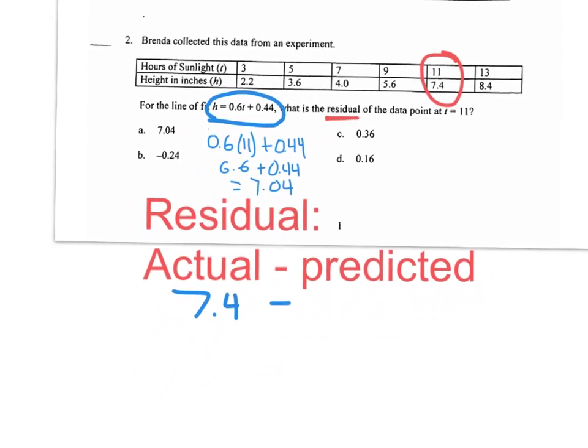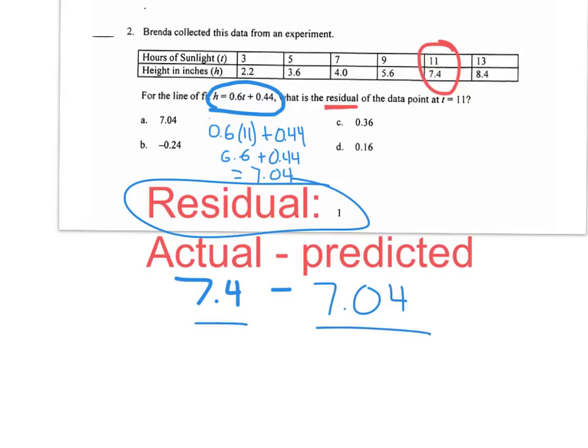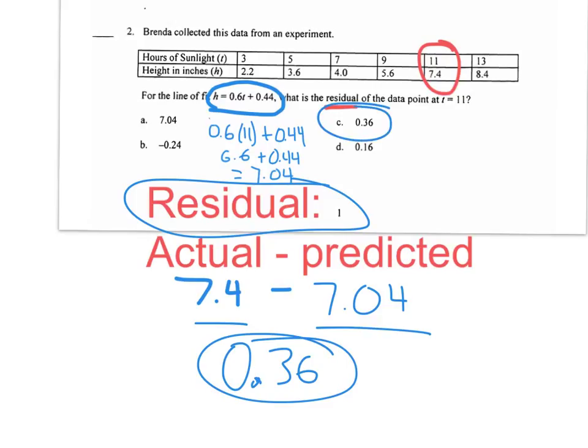So what I'm going to do here is write down the predicted value, which is 7.04, and this is how I'm going to find my residual. My residual will be the actual minus the predicted. So if I do 7.4 minus 7.04 on a calculator, that's going to be 0.36. So that's my residual. And what is that? Is it option A, B, C? It's option C. That's how we get that answer.